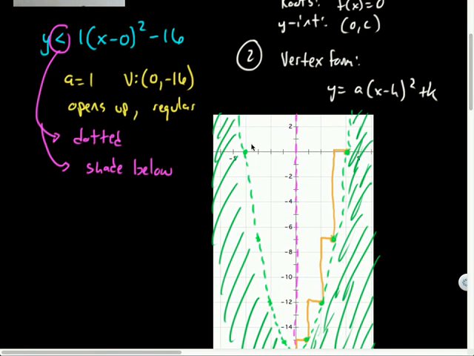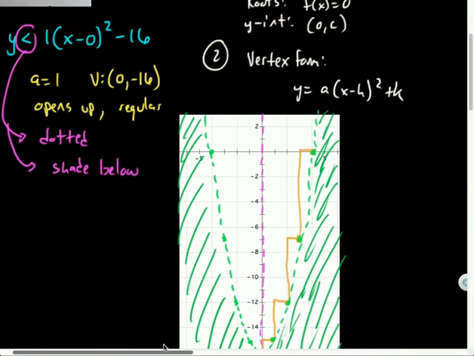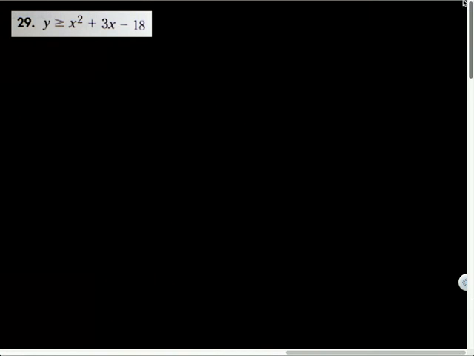Graph the points of the parabola using any technique you know, and then determine whether it's dotted and which way it's shaded. So let's do one more. Number 29. Let's use the significant points method, the vertex, the roots, the y-intercept approach for this one. So for the vertex, that is the ugliest V.